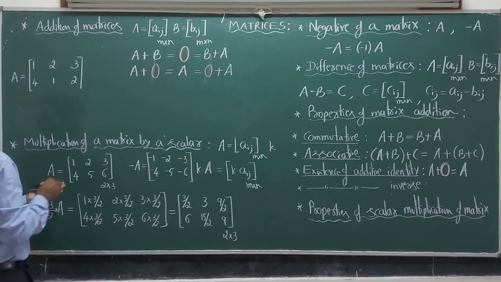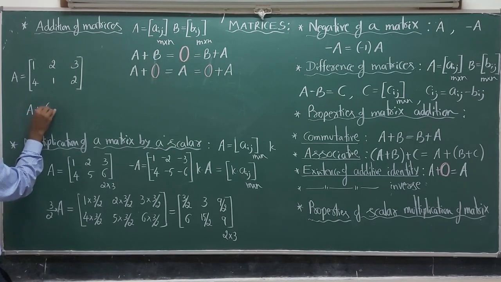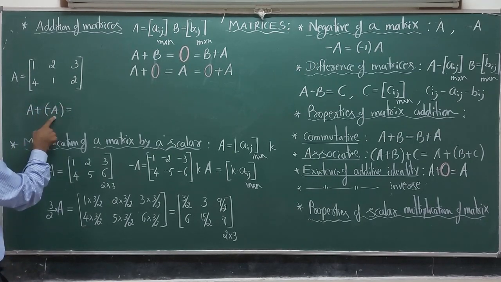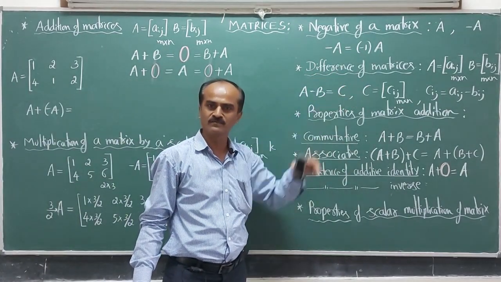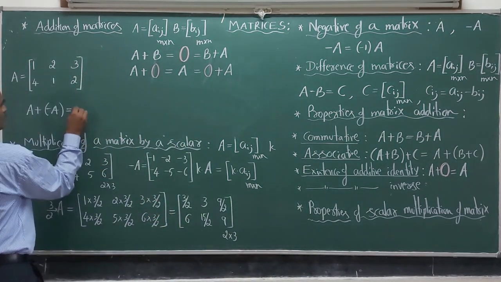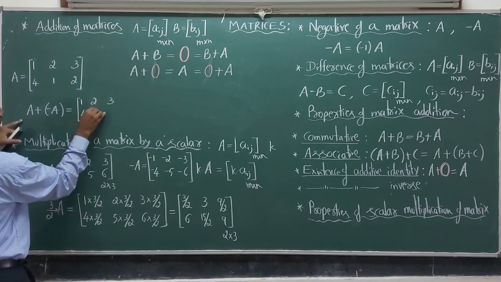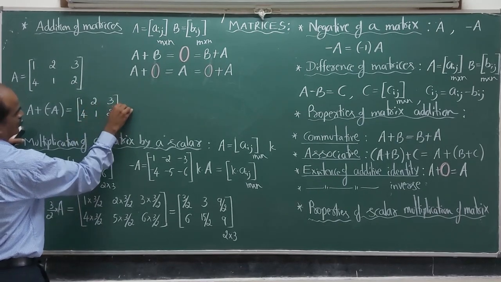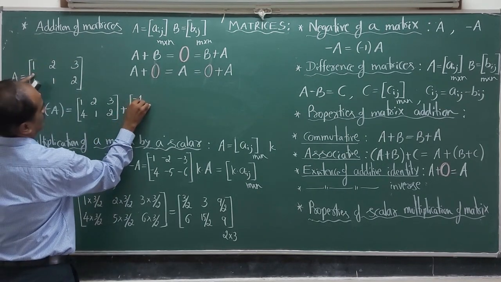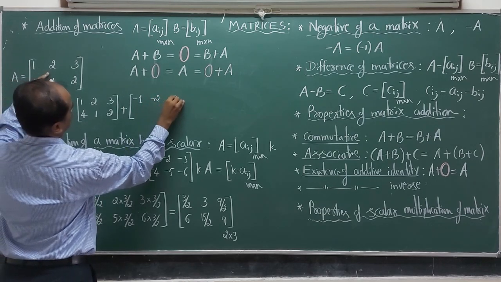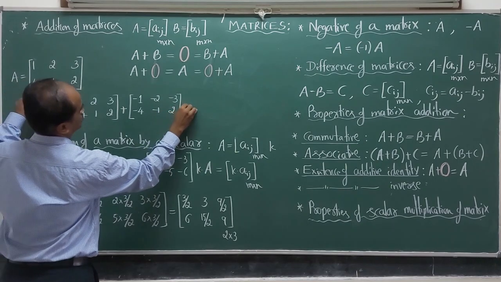So this is matrix A. Now let me write A plus of minus A. What is minus A? Negative of A. How to obtain negative of A? Just multiply all the elements of matrix A by minus 1. First let me write matrix A. It is 1, 2, 3, 4, 1, 2. Plus negative of A, multiply all these elements by minus 1. It is minus 1, minus 2, minus 3, minus 4, minus 1, minus 2.